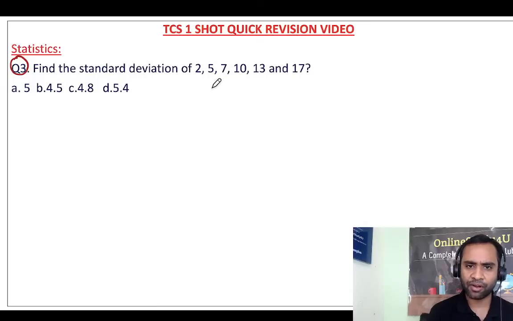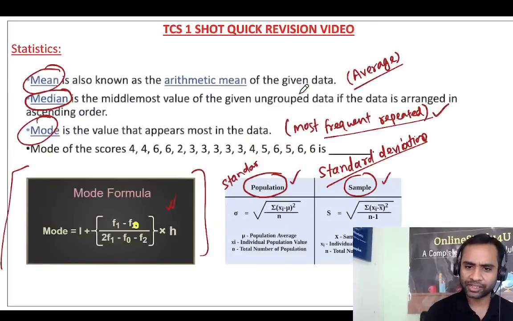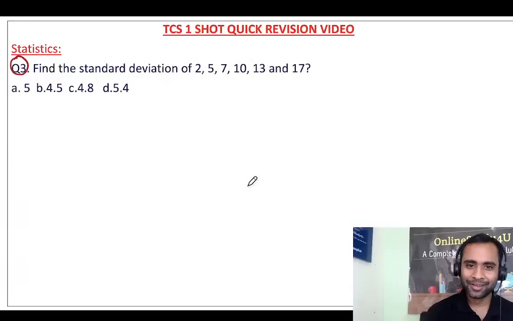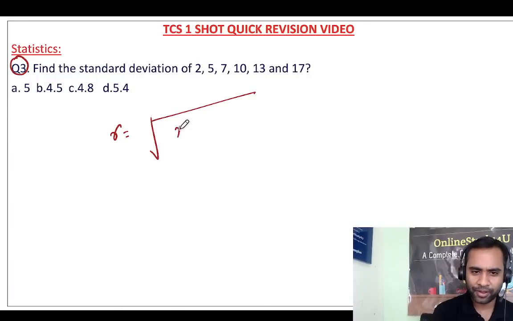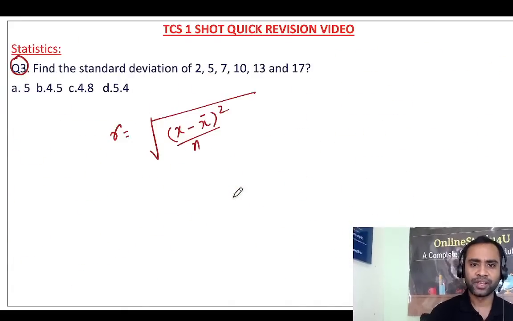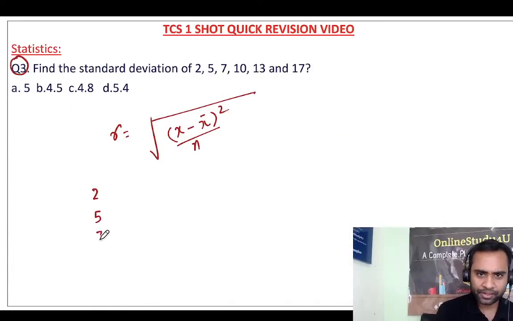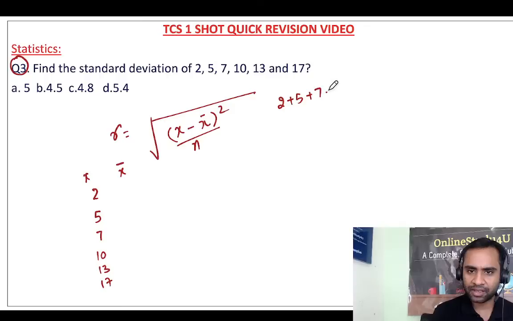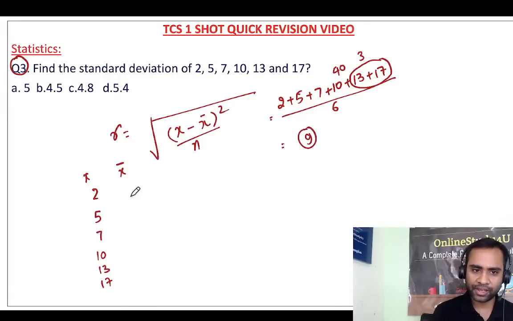Now let us go with this one. Find the standard deviation of 2, 5, 7, 10, 13, and 17. So we'll check the formula. The standard deviation is equal to the square root of the sum of (x minus x bar) square divided by n. Okay, fine. So this is our formula. Now x is 2, 5, 7, 10, 13, and 17. Now x bar is nothing but the mean. So 2 plus 5 plus 7 plus 10 plus 13 plus 17, divided by 6. That sums to 54, so this will be 9. So x bar is nothing but 9.